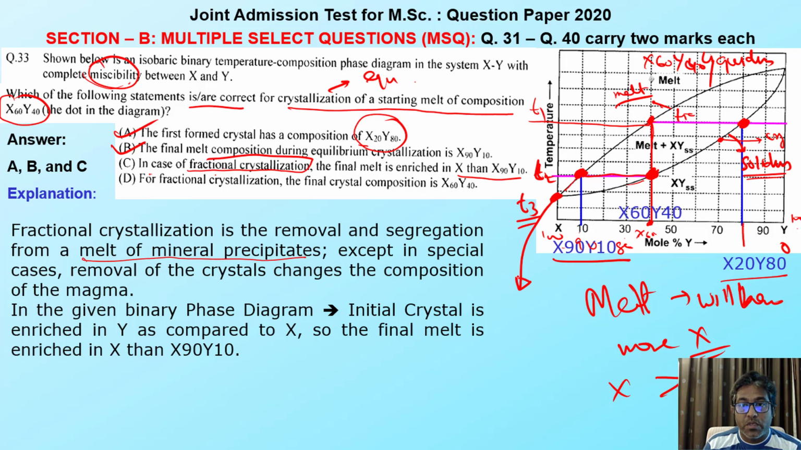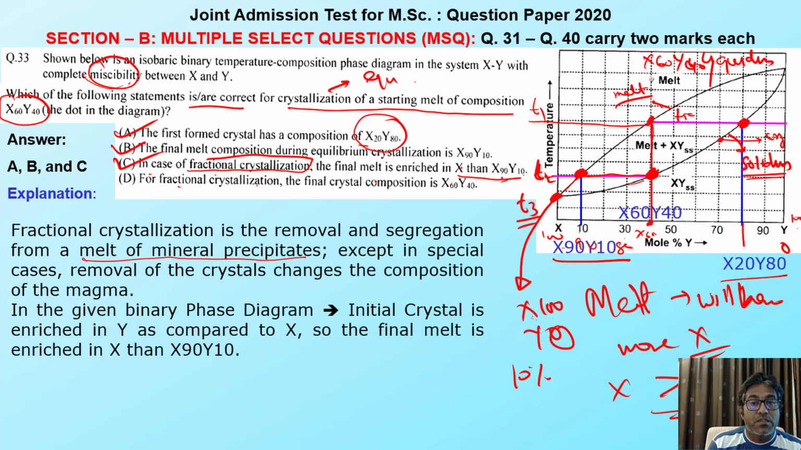So what is the composition here? This is X100 and Y0. So now you can see this X100 and Y0, we have 10% more X as compared to this one, in the case of the final melt. So it shouldn't be X90 Y10. So this option is also a correct option.